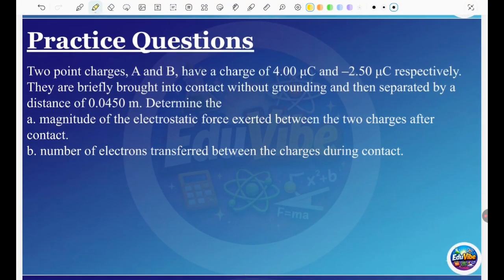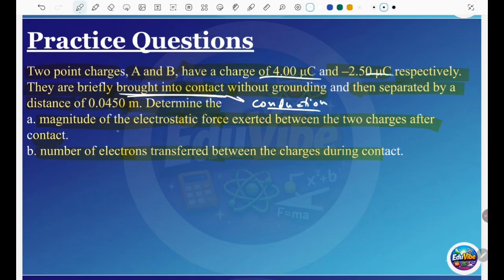So next we have a question on electrostatic force. They mention that two point charges A and B have charges of 4.0 microcoulombs and minus 250 microcoulombs respectively. They are briefly brought into contact without grounding and then separated by a distance of 0.05450 meters. We have to find the magnitude of the electrostatic force exerted between the two charges after contact, and we also have to find the number of electrons transferred between the charges during the contact. So they mention that this is contact, so this means this is conduction.